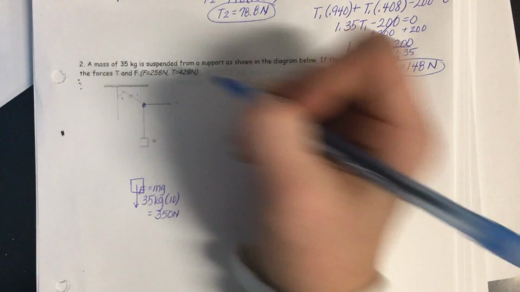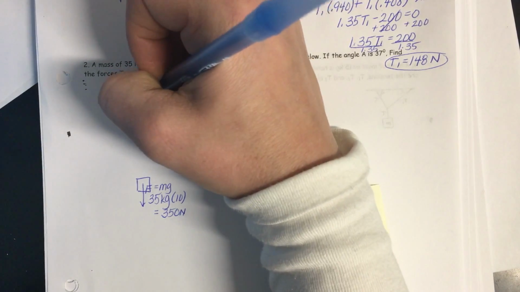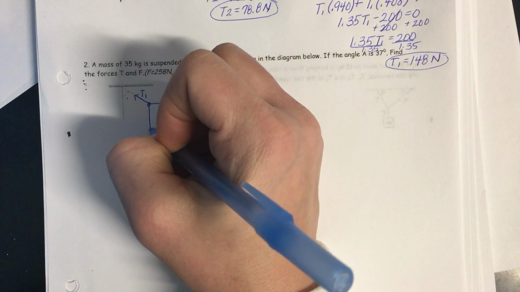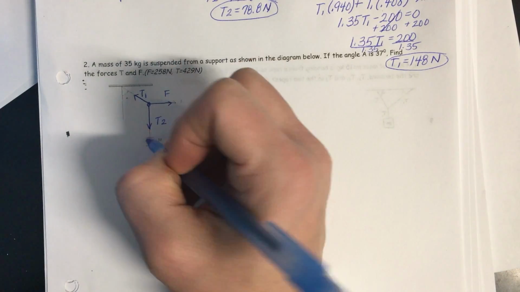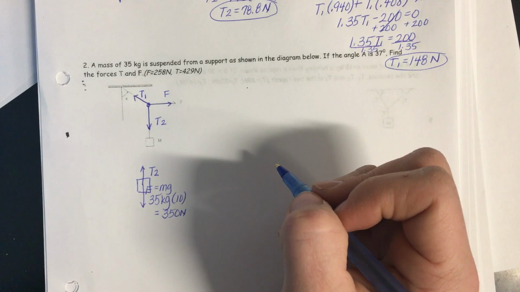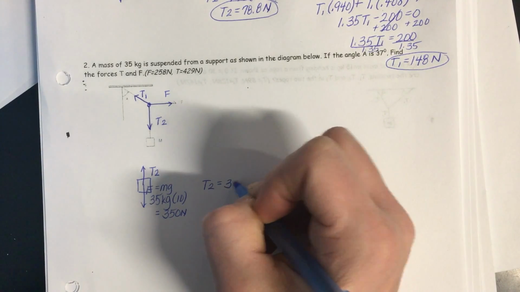And this is my point that I'm concerned with. We'll call this T1. We'll call this the force they're looking for. And we'll call this T2, which means on my mass, I also have T2 up. So T2 has to be equal to the weight of that block.